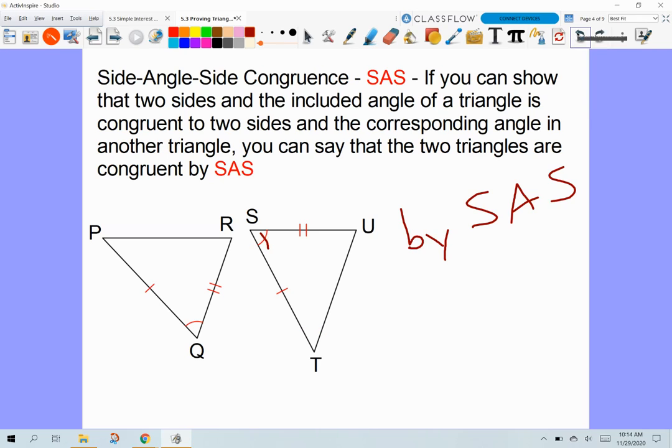So backing up to what it originally looked like, I've got 2 sides here, and the angle that is between each of those pairs of sides. Those triangles are going to be congruent by side angle side.